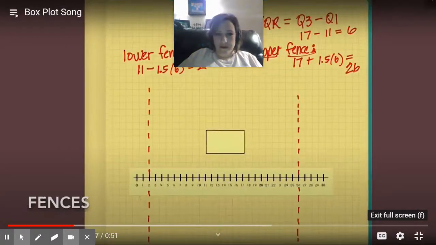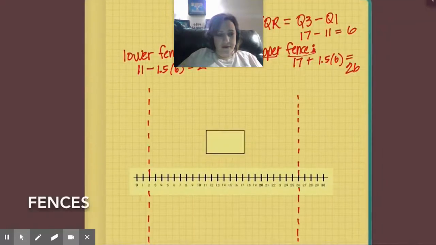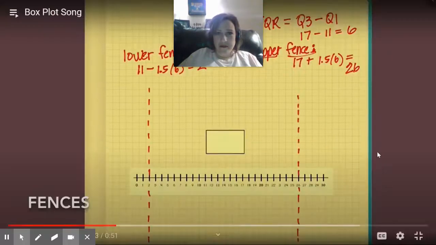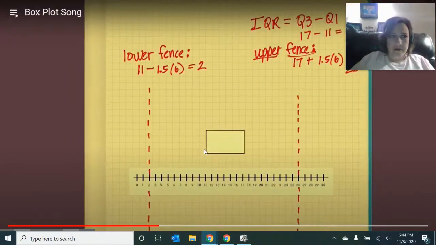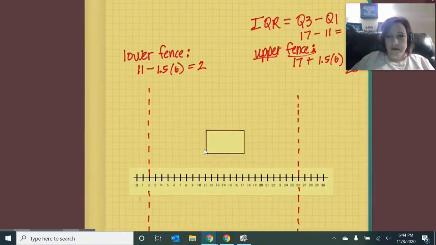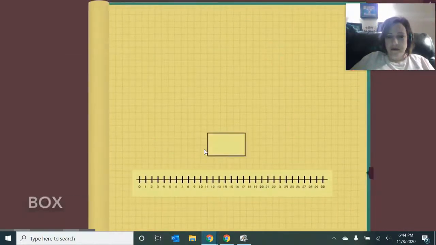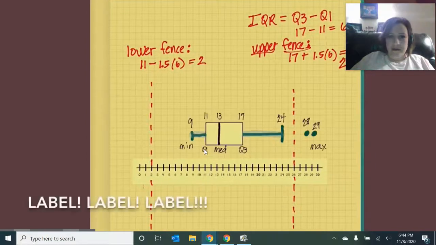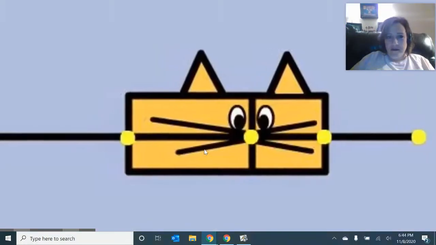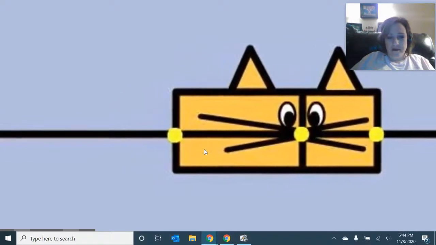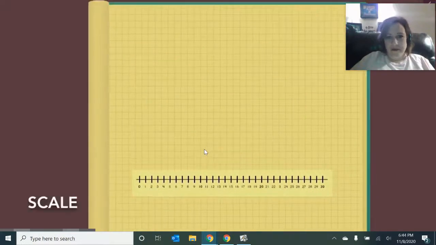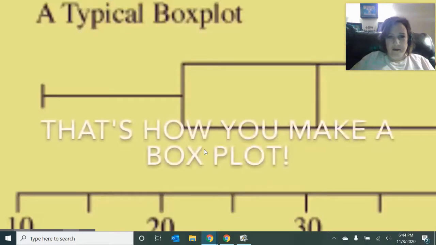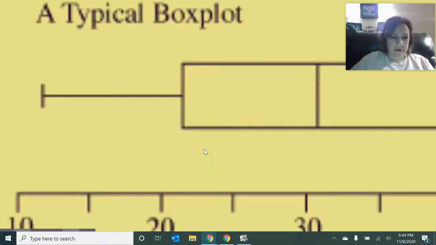Scale, box, fences, whiskers, put those outliers on. Label, label, label. That's how you make a box plot.